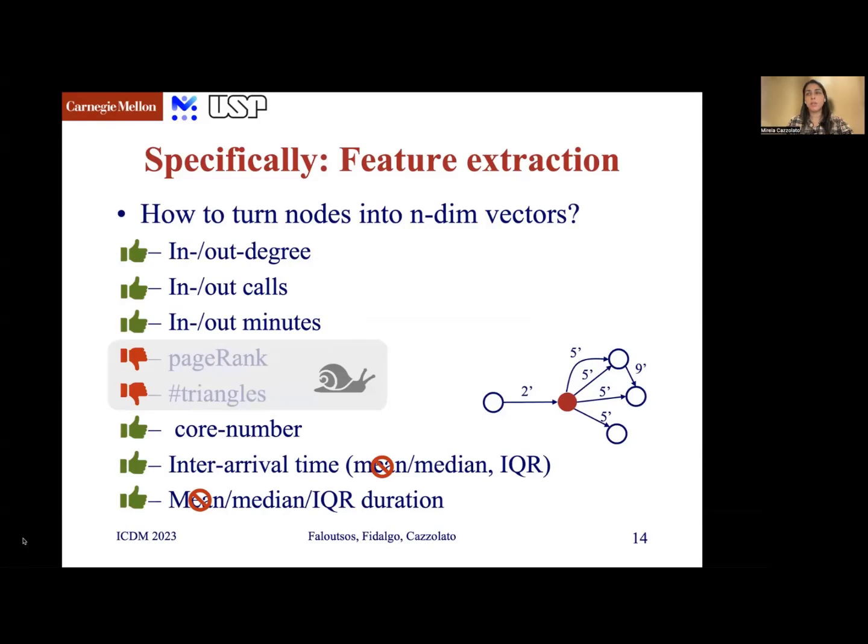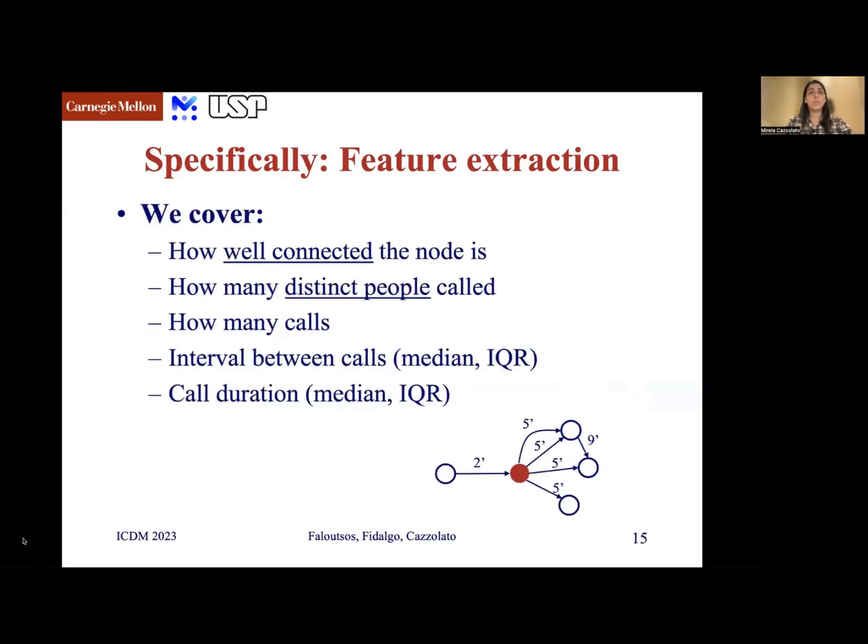We select those that are fast to compute, first of all, and also we excluded features like PageRank and triangles that are slow to extract. And also we want to extract robust features for the application scenarios. So we rule out average values and we consider instead median and interquartile range features. Okay. With these features that we selected, we are able to cover a few scenarios.